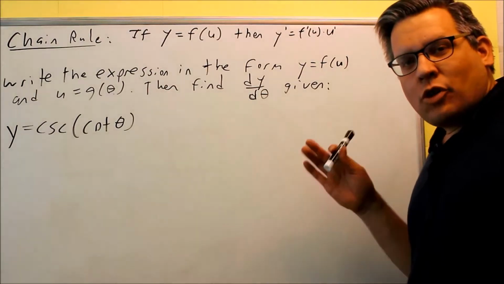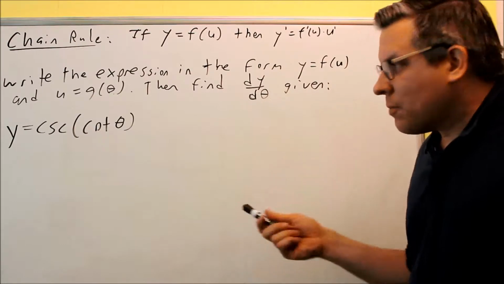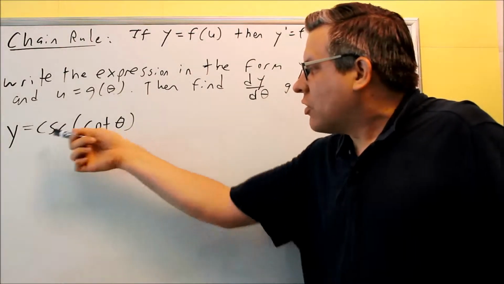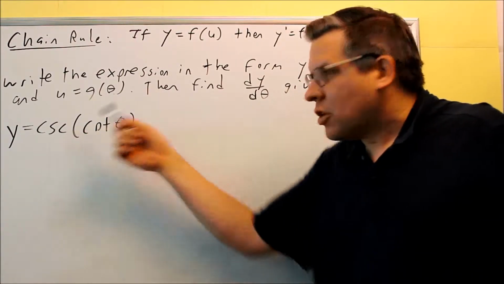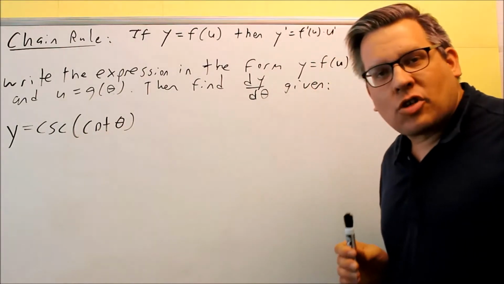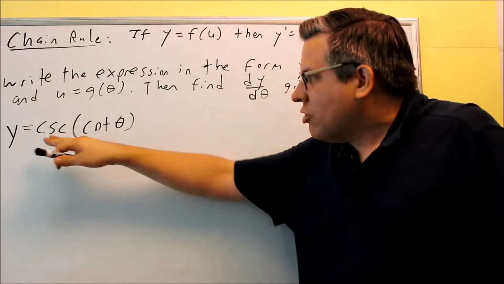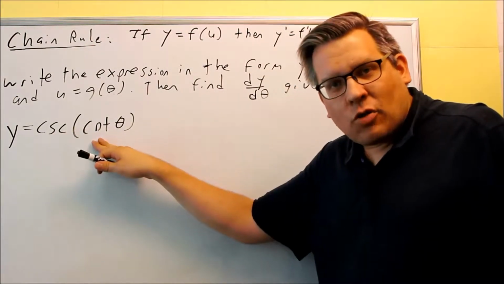Okay, for this problem, you have to be careful. A common mistake that I see students making here is they'll think that this is not chain rule, it's going to be product rule because we've got cosecant times cotangent. That's wrong. It's wrong because you don't have cosecant times cotangent.